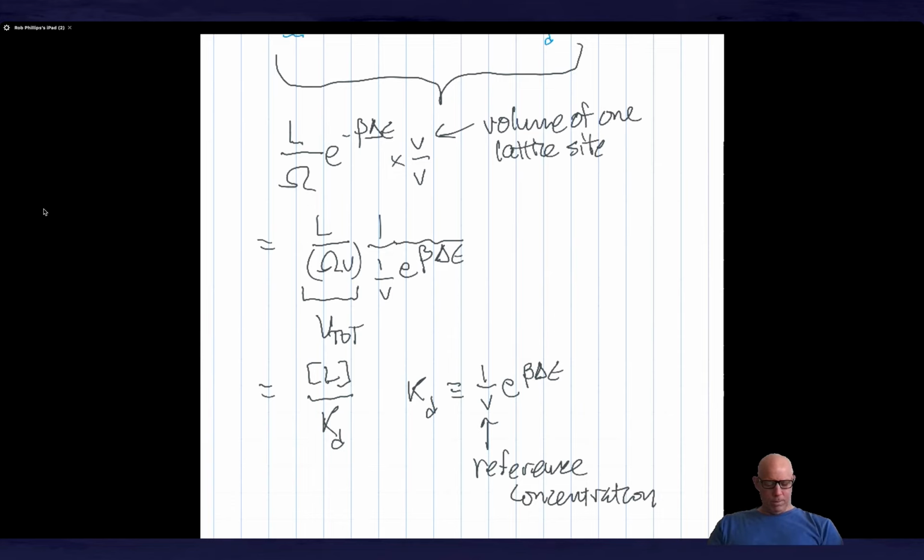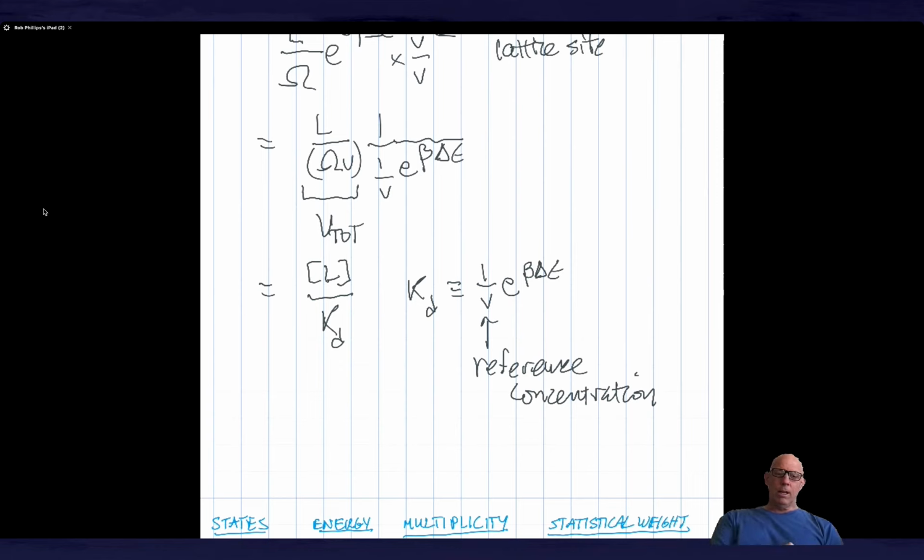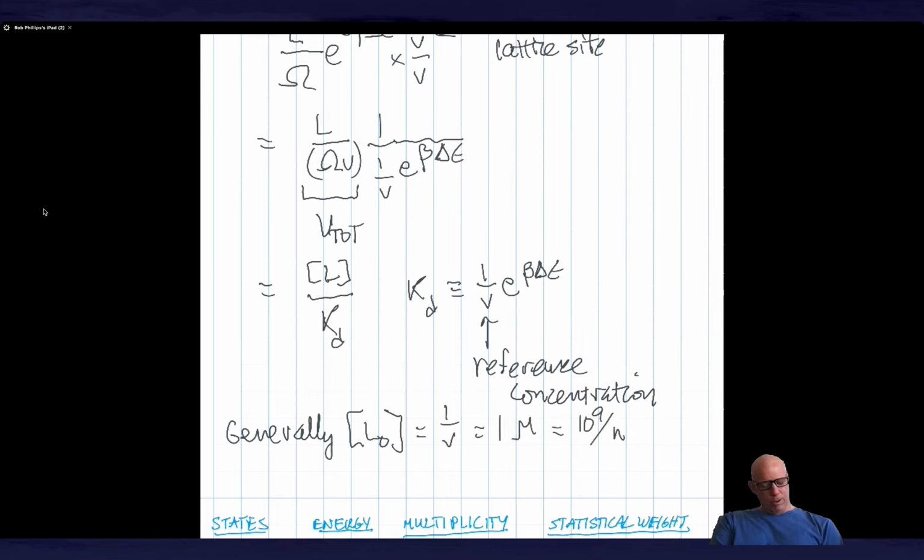And if you go look in your biochemistry books, you will see that there is a reference concentration. In general, it is 1 molar. Generally, L0, which is 1 over little v, according to me, is 1 molar, which corresponds to 10 to the ninth per micron cubed, or 1 per nanometer cubed. That's what the standard state concentration corresponds to.